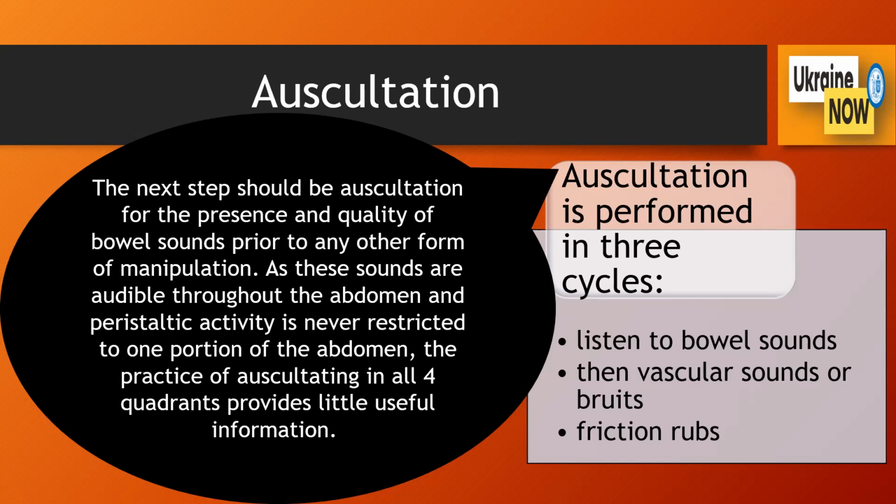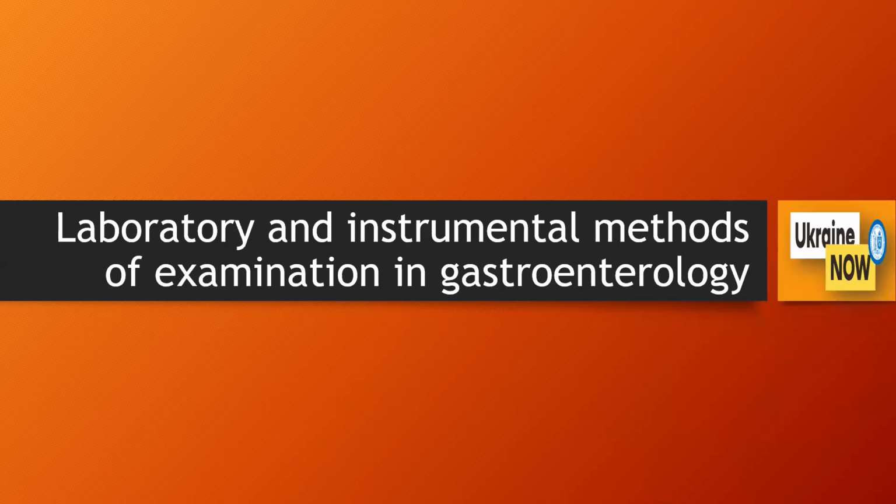Listen for friction rubs over the liver and spleen using the bell of the stethoscope. A friction rub is a rare finding that indicates inflammation of the peritoneal surface of the organ from infection, tumor, or infarction. Last in this part are laboratory and instrumental methods of examination in gastroenterology.